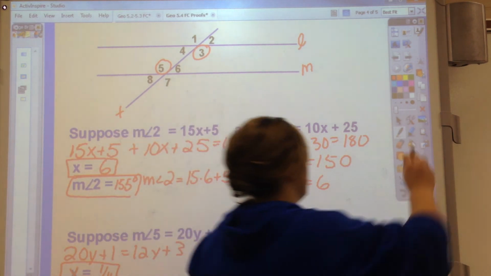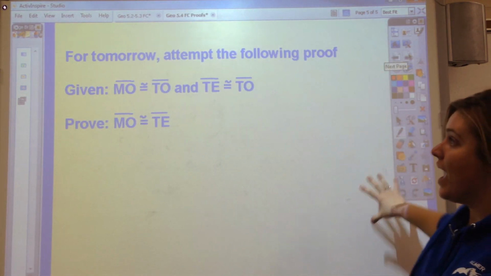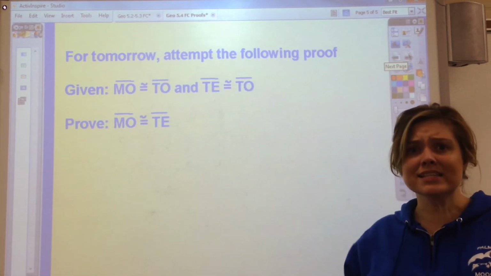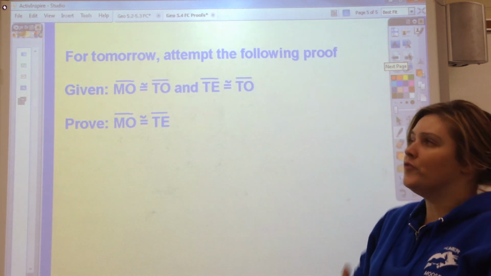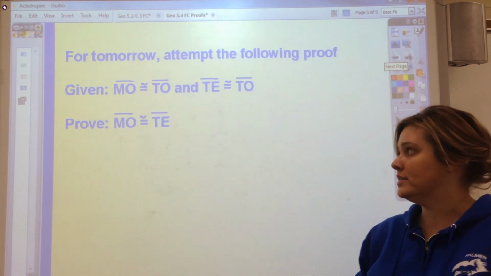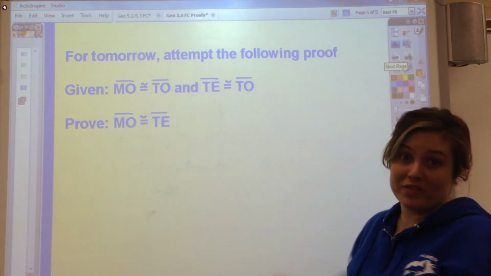Now for tomorrow, I would like you to actually give a shot at this proof. It doesn't have to be perfect. I just want it fully attempted to the best of your abilities. And we will start with this one tomorrow as well.